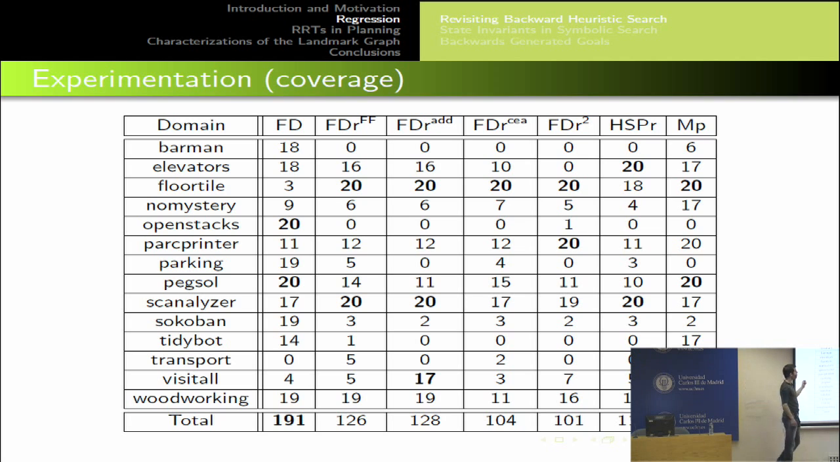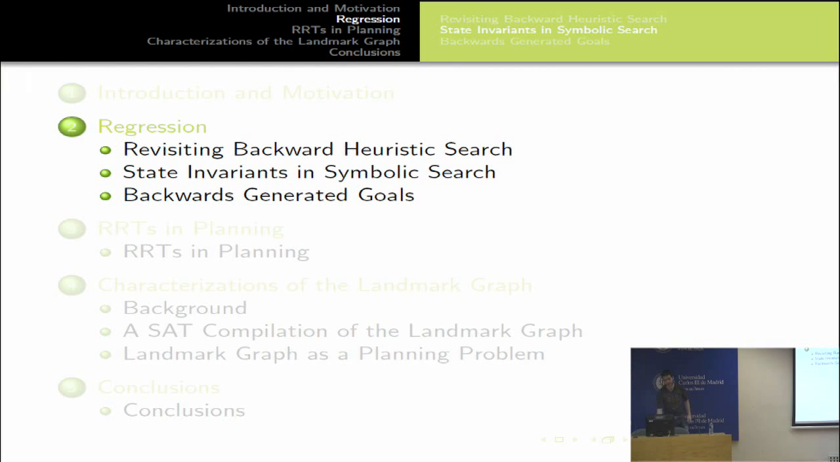As we can see, for example, FDR2 is able to solve all the problems in Parc Printer, which the other planners can't. So we are seeing here, in terms of also looking at the totals, that HSPR is dominated by Fast Downward Regression because these techniques actually do matter, right? So right now we could say that FDR is, at least in backward search, the best planner compared with HSPR.